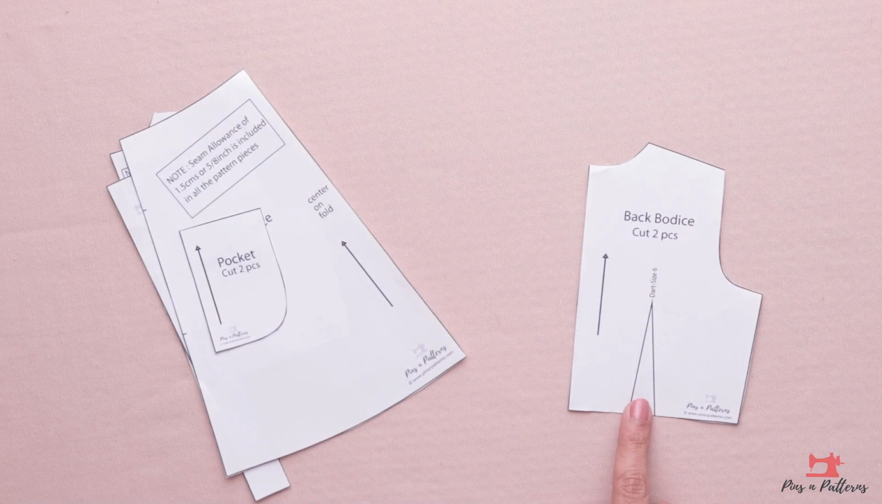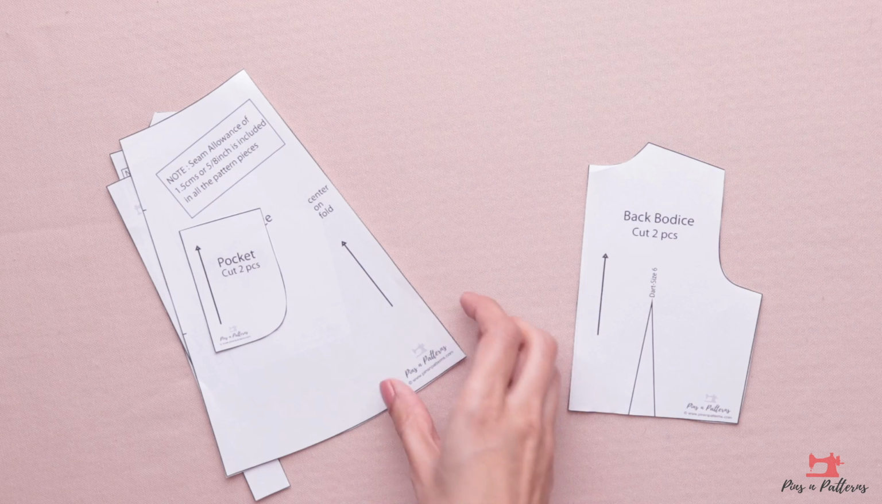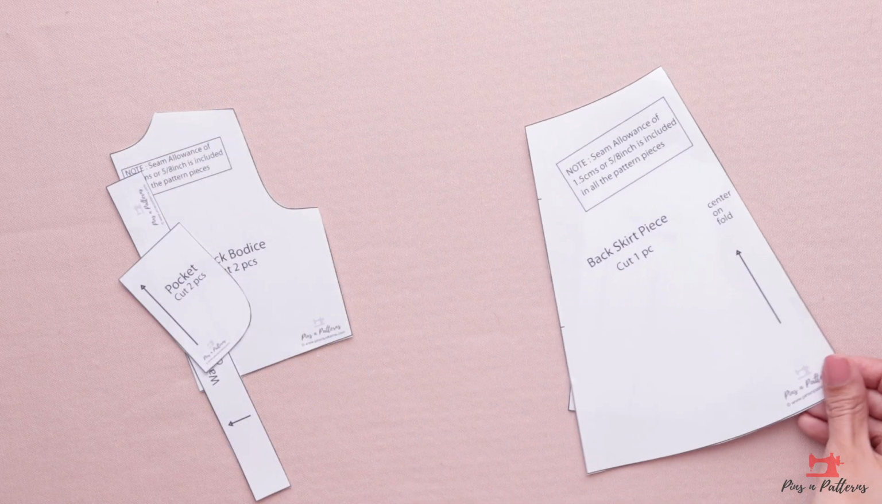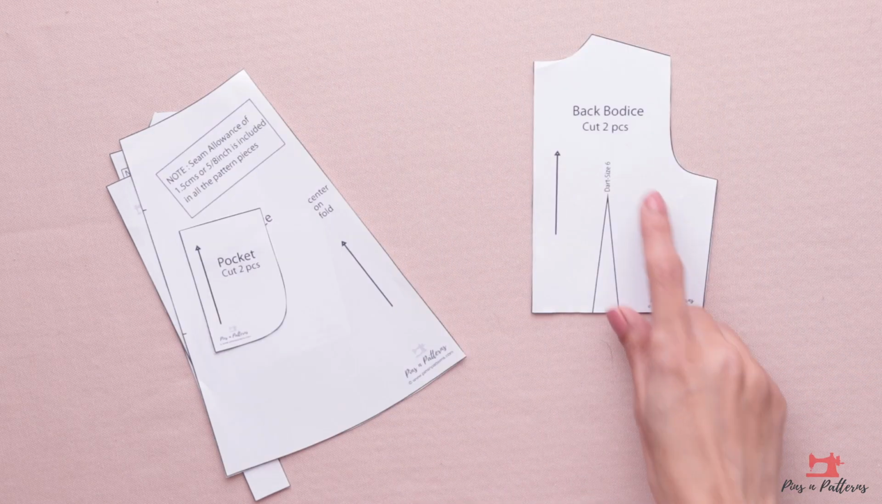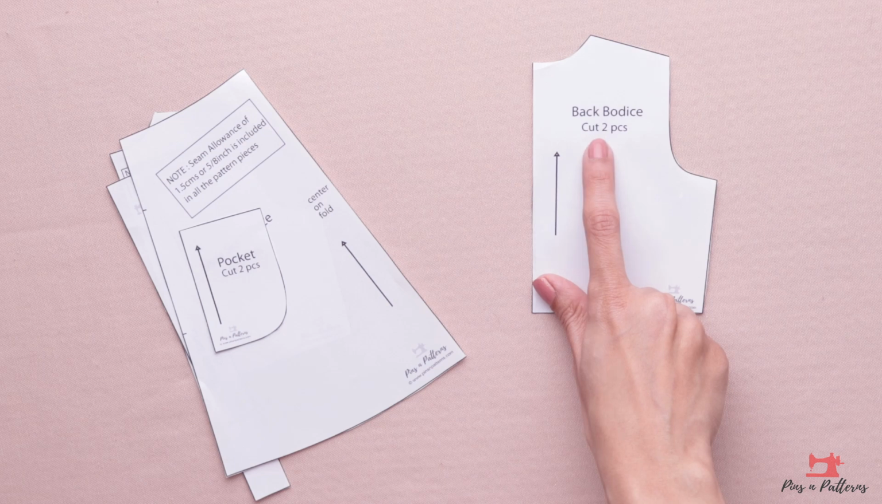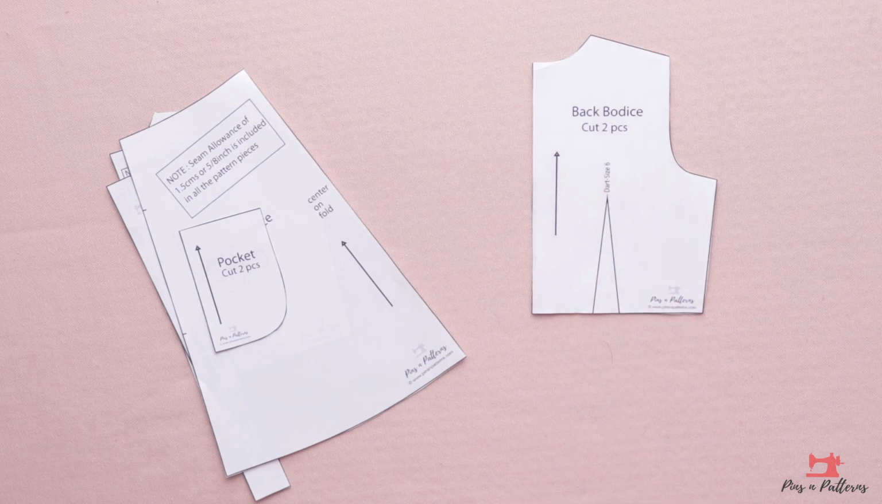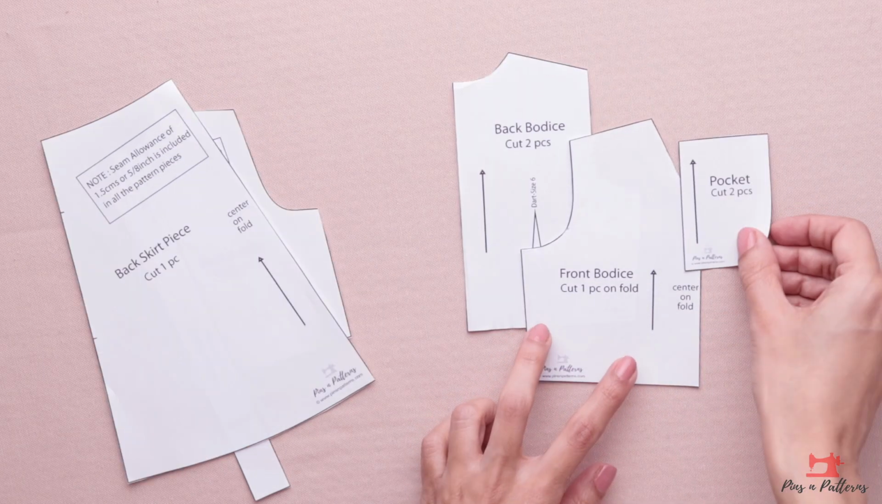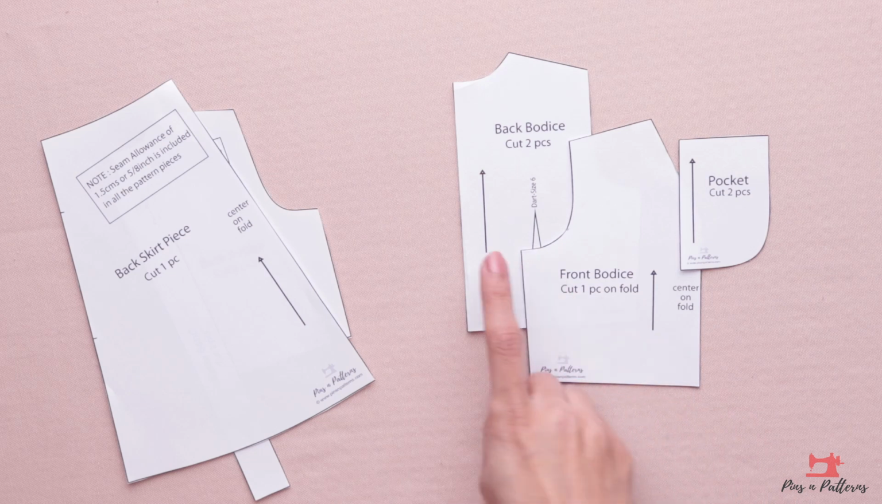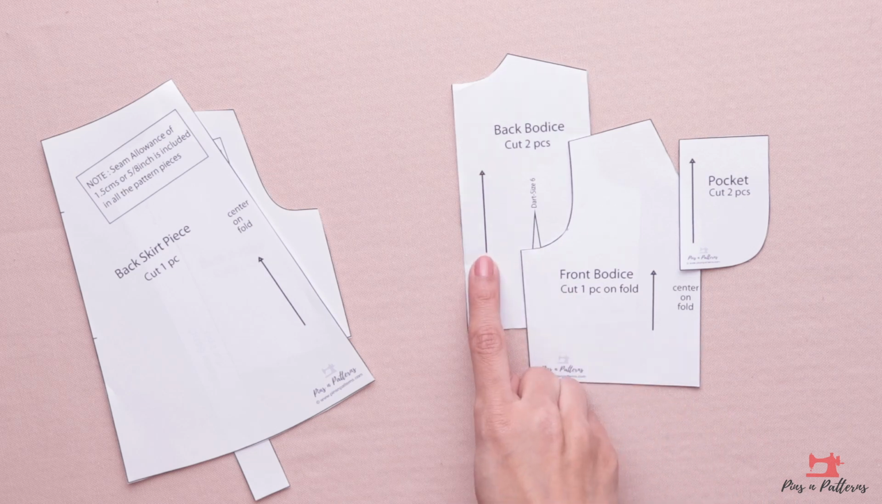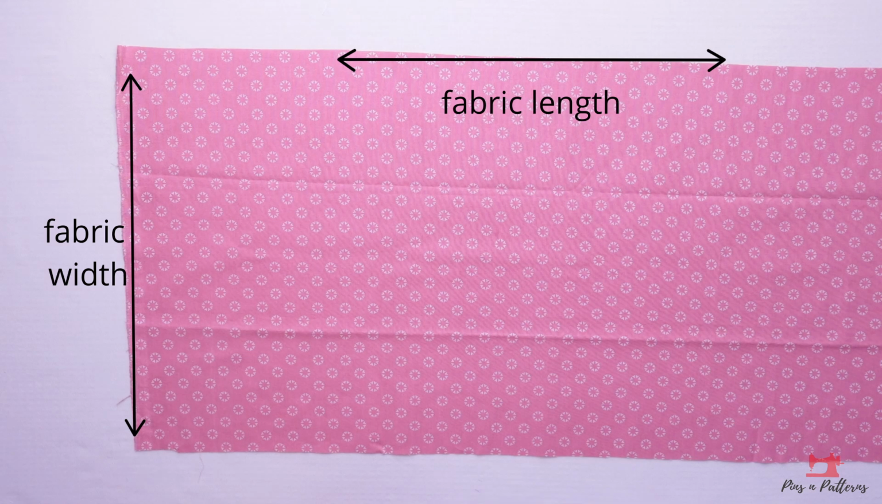Here we have the description of the pieces. This is the bodice, this one the skirt, and here you have the quantities mentioned. So it tells you how many pieces you need to cut out onto your fabric. The arrow here depicts the grain line direction. Basically, it denotes how the pattern has to be placed for cutting.